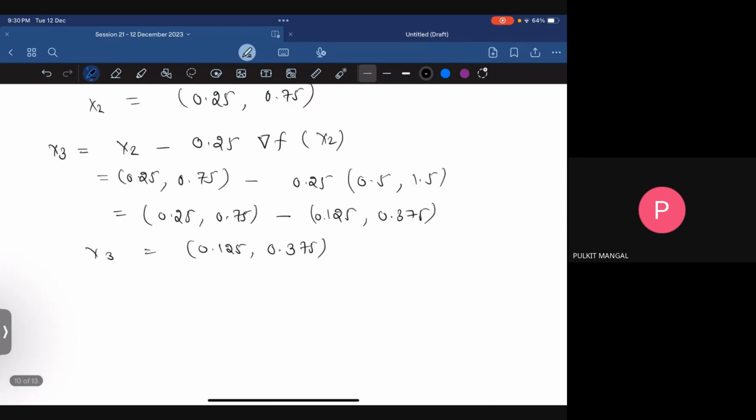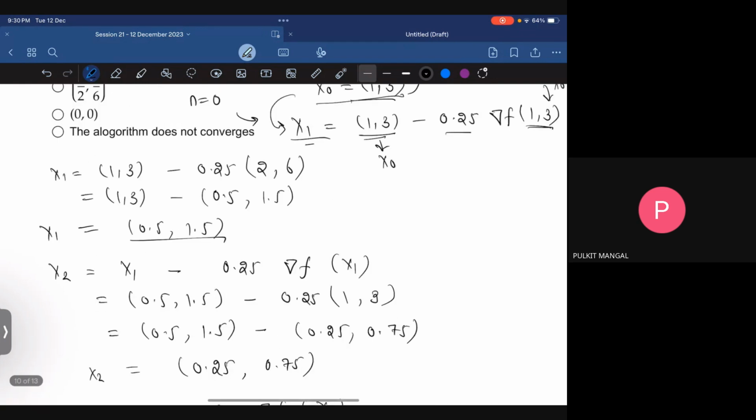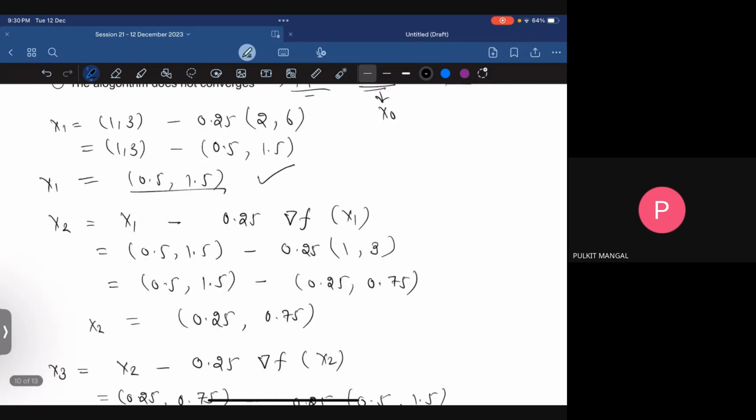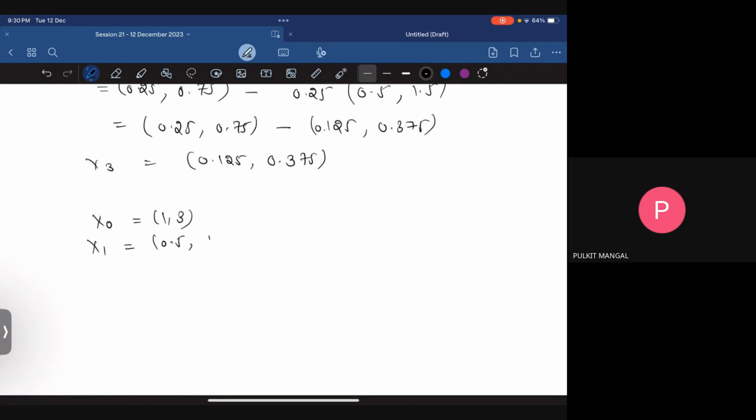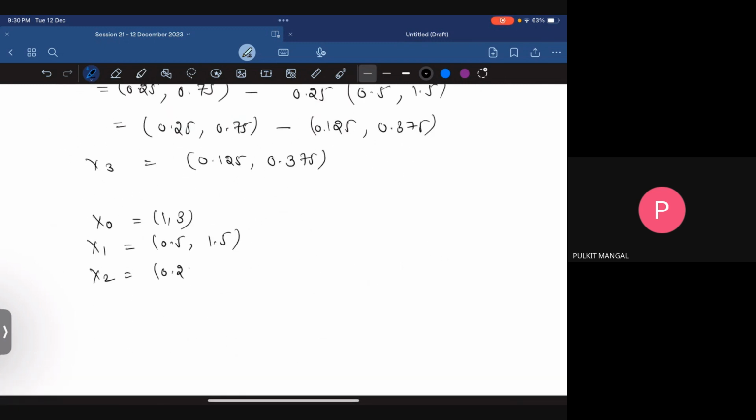Now comes the observation part. We started with x naught 1 comma 3. We got our x1 was 0.5 comma 1.5. We got our x2 was 0.25 comma 0.75. We got my x3 was 0.125 comma 0.375, and this is happening. Now are you able to see, sir, any pattern? Yes, half of the previous one.